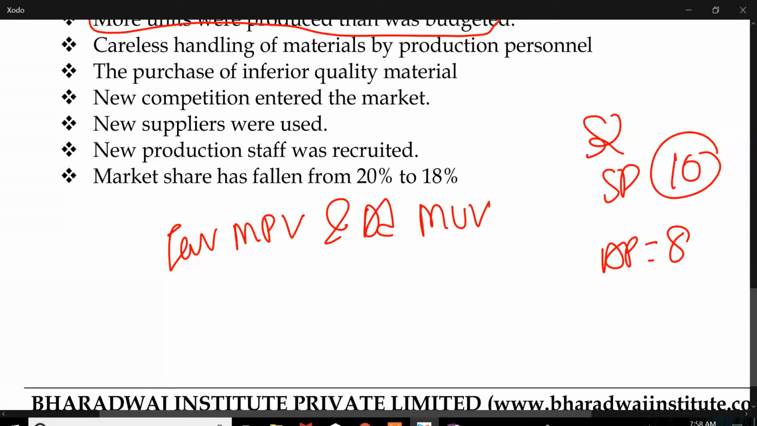Normally, 80% of the time, you will shift a supplier because of price. In the practical world, there will be a lot of companies which are quality conscious. Those people will shift because of quality. If you are shifting because of quality, it will be an adverse price variance. If you are shifting because of price, it's going to be a favorable price variance. So it can be favorable material price variance or adverse material price variance.